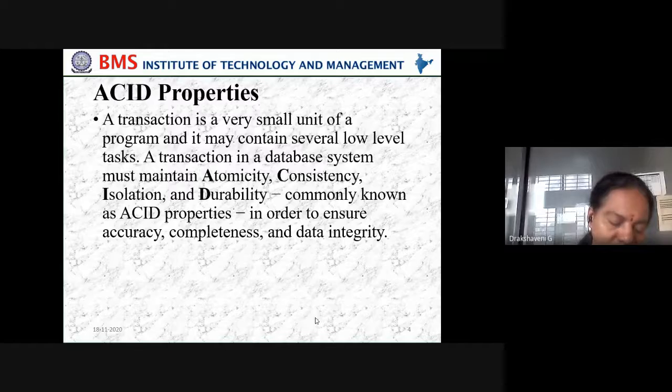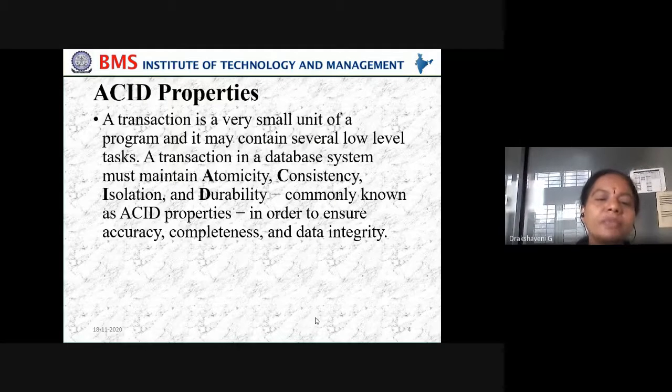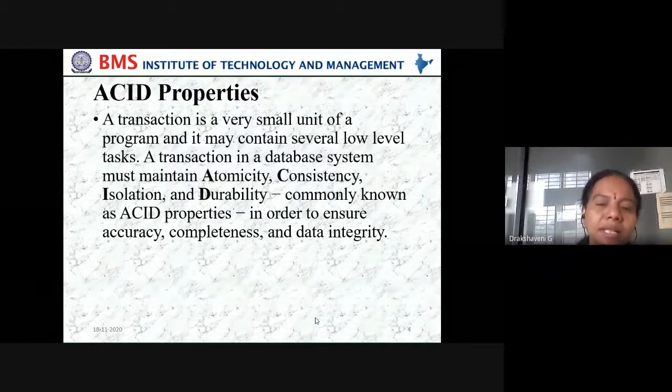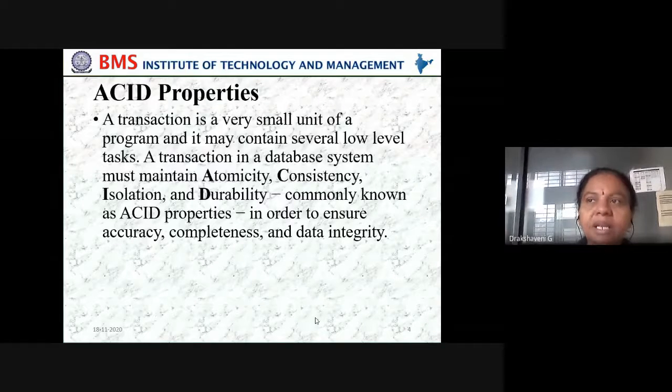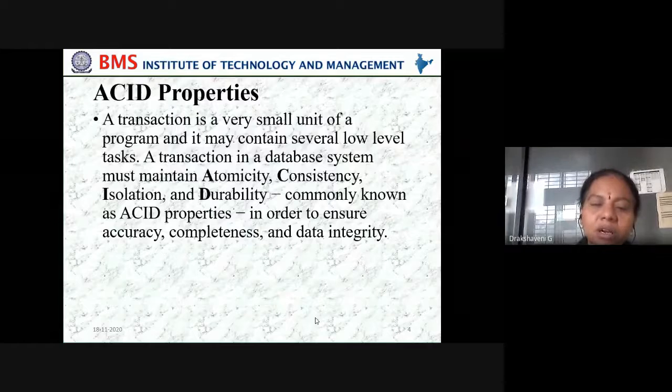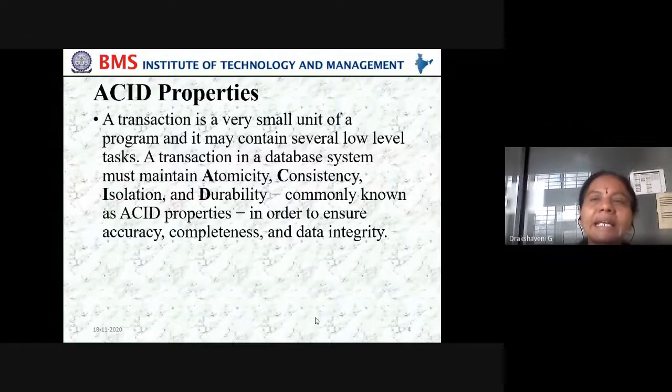So why do we require these ACID properties? To ensure accuracy. I should get my result accurately, and I cannot say I will do half and do the other half later. No, you have to have it complete. That is to ensure that completeness is followed, and data integrity.